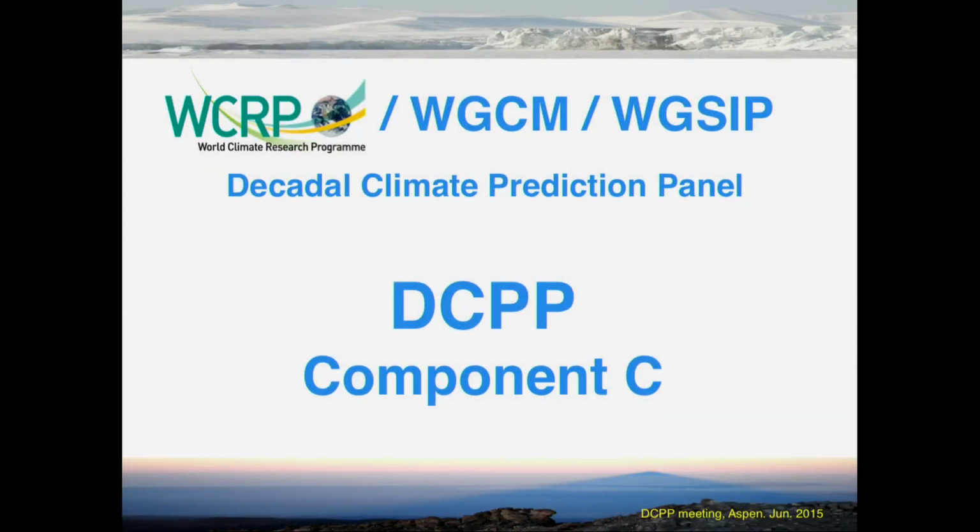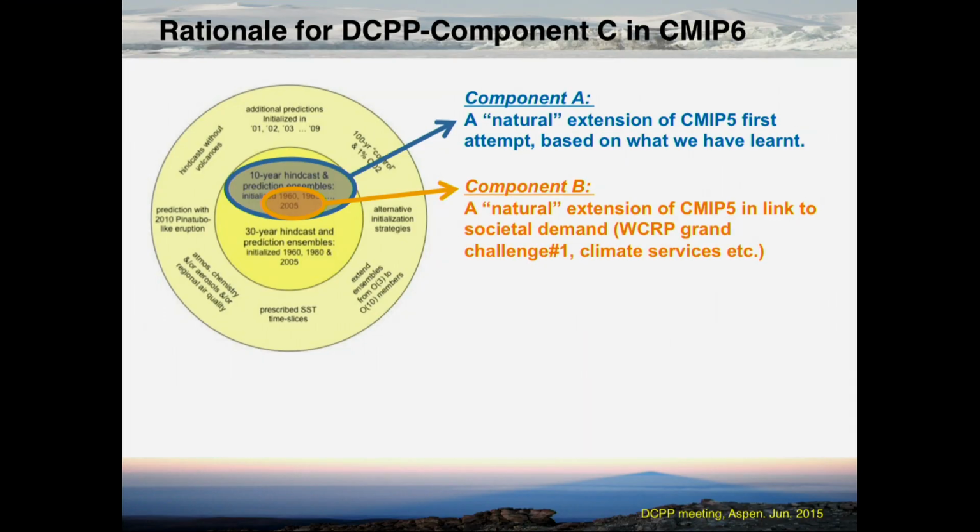So I will tell you a bit more about this component. As George and Doug mentioned, component A is just the natural extension of the CMIP5 first attempt, based on what we've learned with this exercise. So, doing the forecast every year and having enough members to get some statistics and so on. So it's just a natural extension.